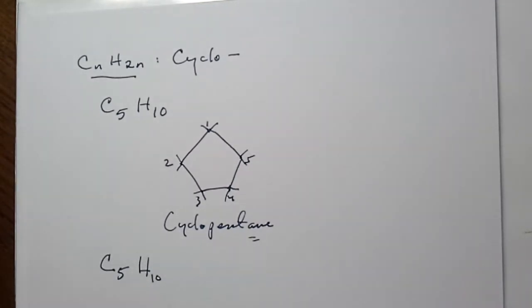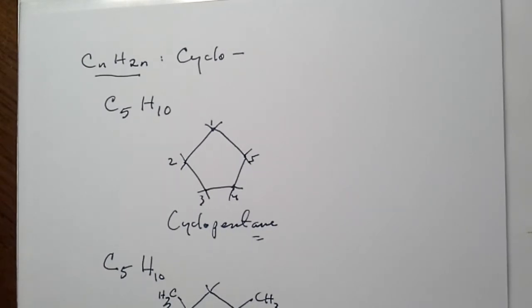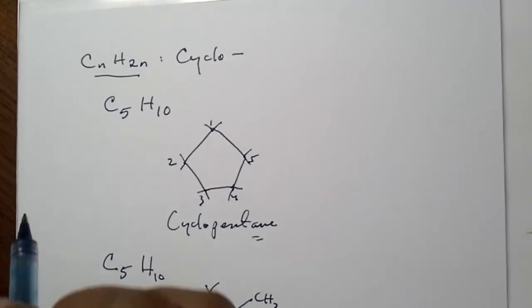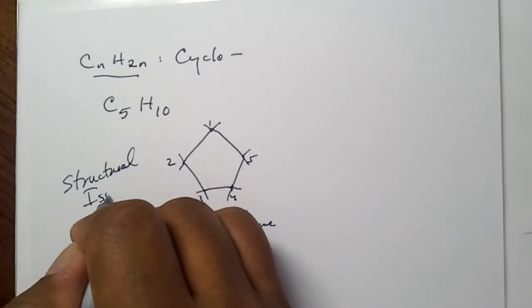with a completely different structure. You could have 1, 2, 3, and then 2 methyl groups. So we have 1, 2, 3, 4, 5 carbons, and 3, 6, 7, 8, 9, and 10 hydrogens. And these are, again, structural isomers.